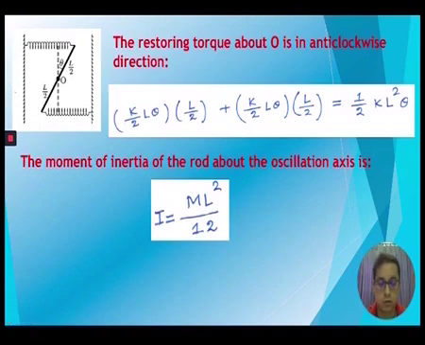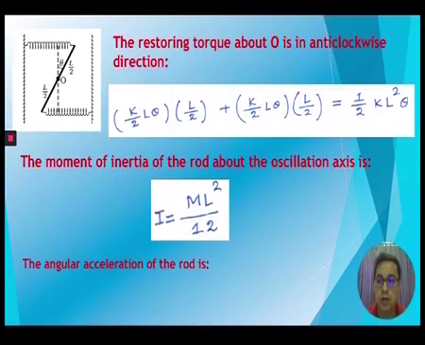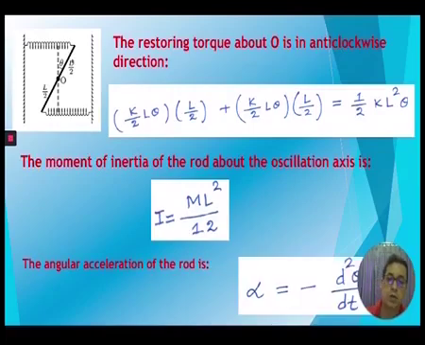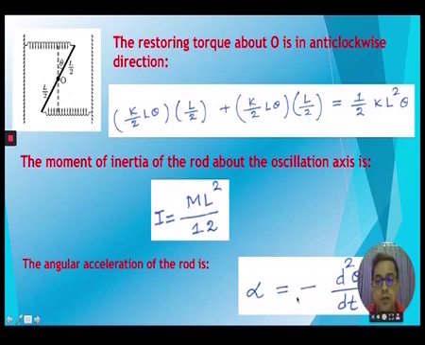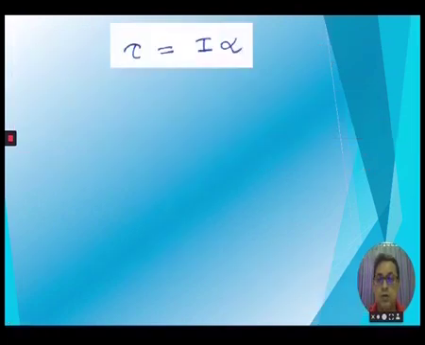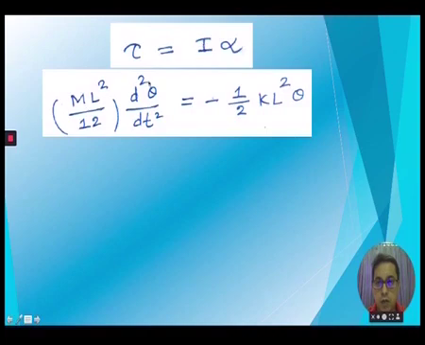This is a very well-known expression for the moment of inertia of a thin rod of length L. The angular acceleration of the rod I will write as alpha equal to d2 theta by dt2, where theta is the angular displacement. I'm writing a minus sign because the torque is in the anti-clockwise direction. So torque is equal to moment of inertia into angular acceleration. I already know the torque and the expression for alpha. If I put everything in, with the minus sign taken to the other side, it's very easy to see.